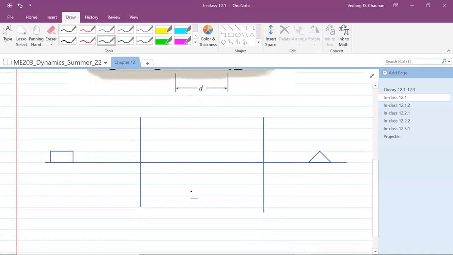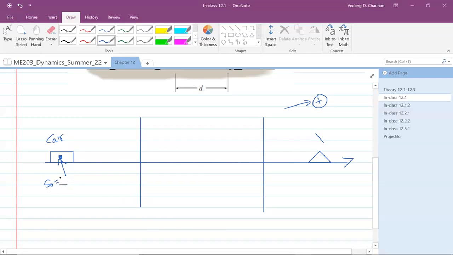So let's put the coordinate system here. It's a rectilinear motion, so we define anything going right as positive. We have drawn this horizontal line for rectilinear motion. This is the car, and this triangle indicates the pedestrian. The moment the driver sees the pedestrian is our reference point. So this is our zero point, or S0, when the driver sees the pedestrian.